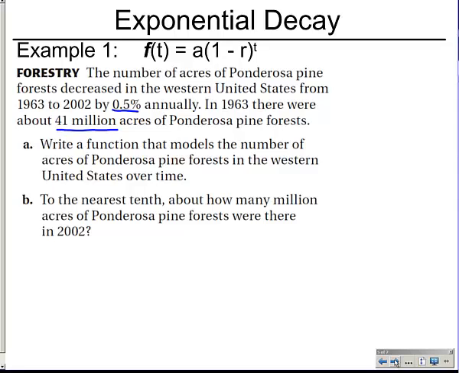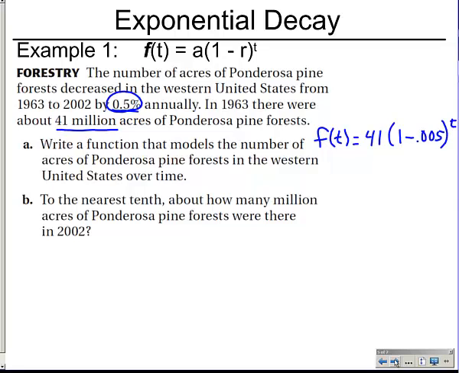That's part A. So we're going to start off with f(t), because we're talking about time, is equal to the starting amount, which was 41, and I'm just going to leave that as 41. I'm not going to put it in millions. I'm going to remember that it's in millions of acres, times 1 minus the decay rate. Now this is going down by 0.5%. That needs to be turned into a decimal. Now it is a decimal percent, but it's not a decimal equivalency of the percent. So that would be 0.005, and then raise that whole thing to the t power.